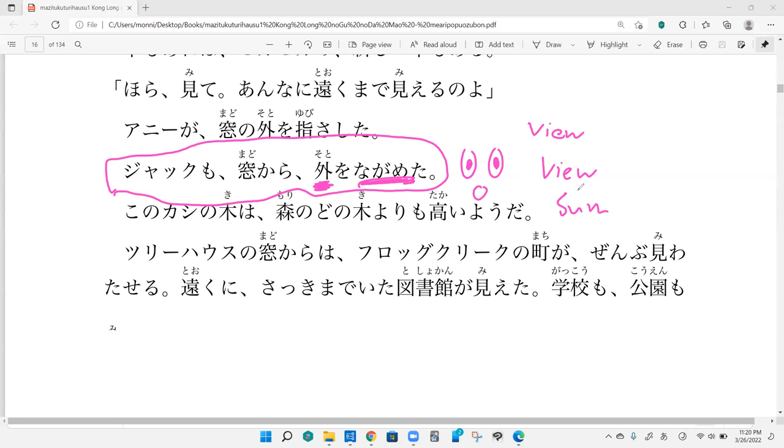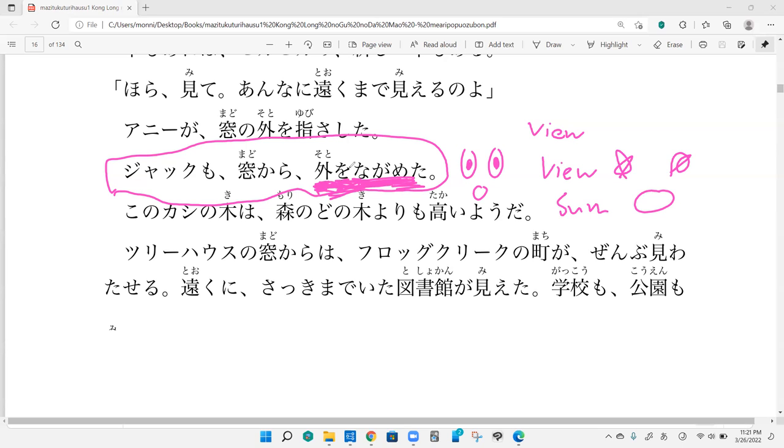You normally use nagameru if it looks nice, if it's pretty, if it's scenery, then you're like, ooh, and you're nagameru-ing. So "soto o nagameta" means he looks outside, but it's a very like you're seeing the sight. He does like a little wow, kirei na. It's kind of what it means.